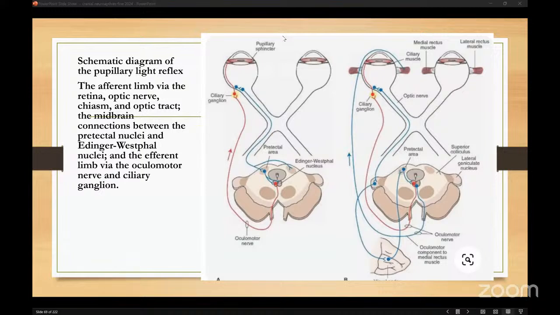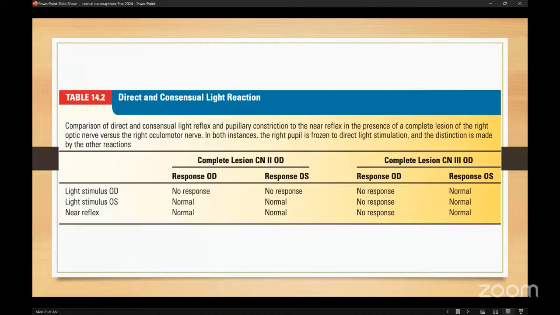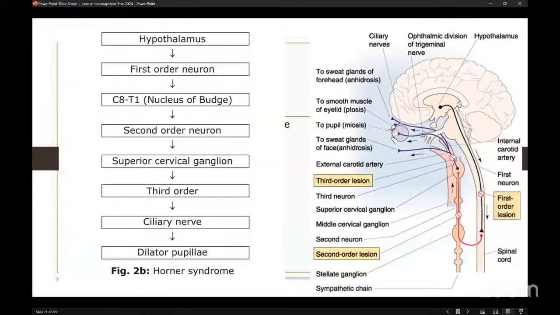In the pupillary light reflex, it doesn't go to the cortex. It goes directly to the pretectal area and Edinger-Westphal nucleus, a direct reflex. Whereas in accommodation, it goes to the cortex, cortex to pretectal area, and then the medial rectus subnucleus, and then convergence. So that is one difference you should remember for the direct and accommodation reflex.